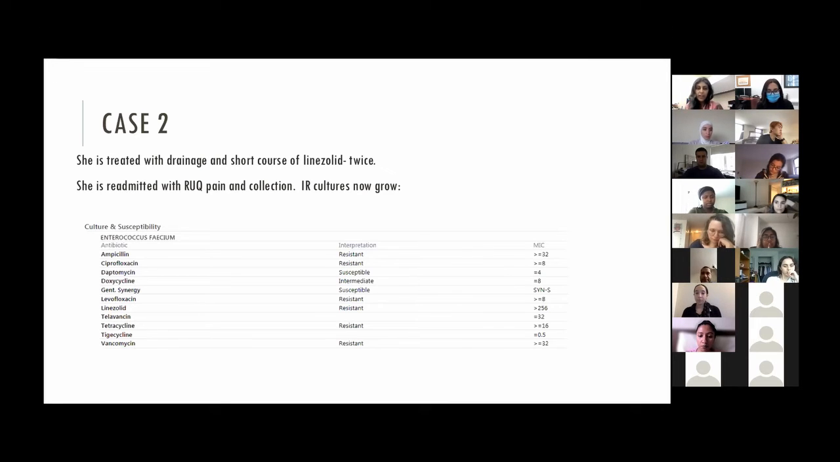And this time you drain her collection and culture it, and what happens now? It is now resistant to linezolid. Exactly. So this is a problem. And so you can see here that this isolate luckily is still dapto susceptible, so you can use dapto to treat it. It's also TIG susceptible, so that's potentially an option.